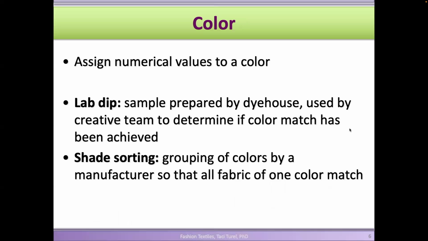A lab dip is a sample that is prepared by the finishing mill, by the dyeing mill, and they have to prepare that so that you know which color you're trying to match all your fabrics. And there are a lot of different colors and shades. Like if you're making a red fabric, there are different shades of red. So you need to know which shade of red you need to dye. So for that, there's a lab dip that is prepared, and you give that sample, and every roll of fabric that is dyed has to match that color.